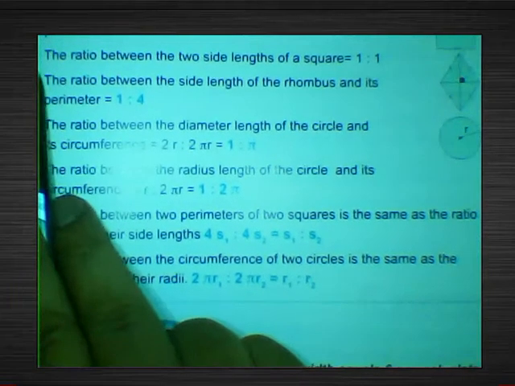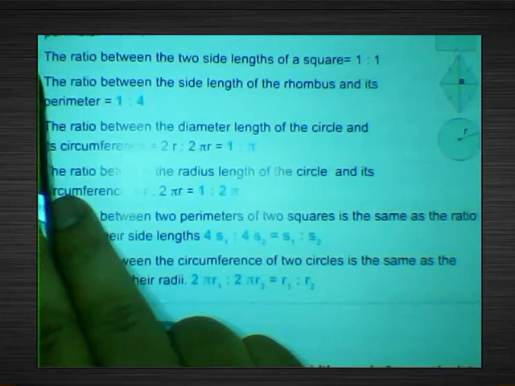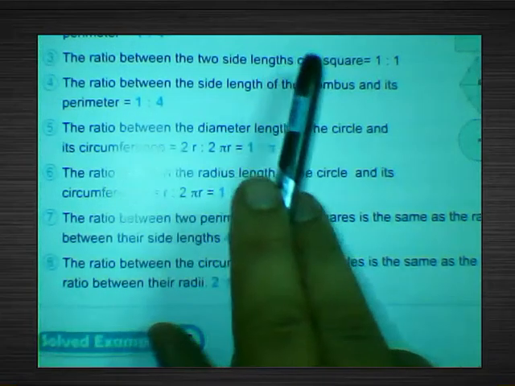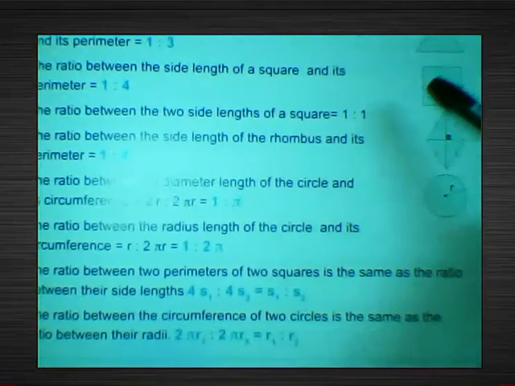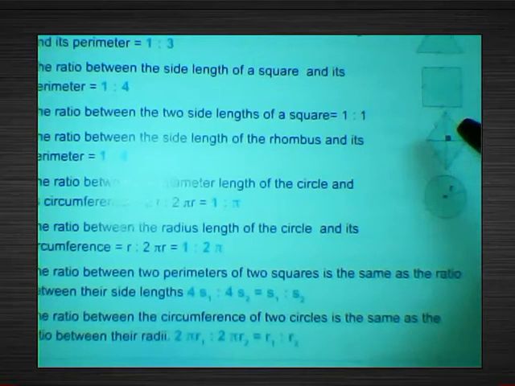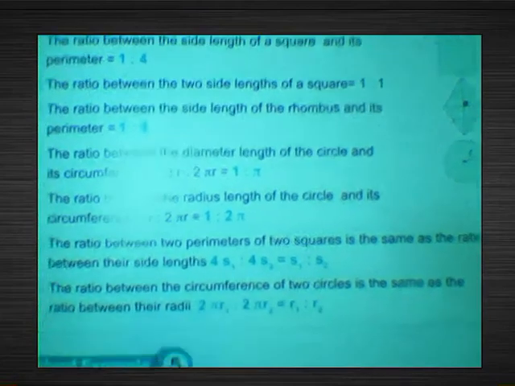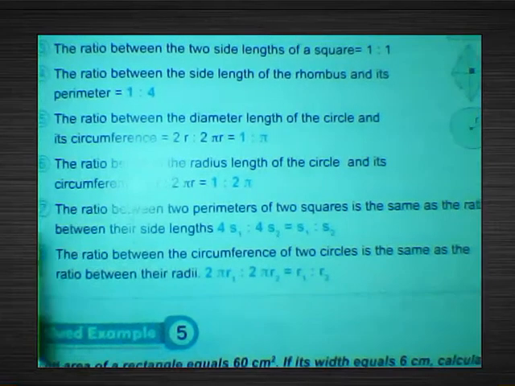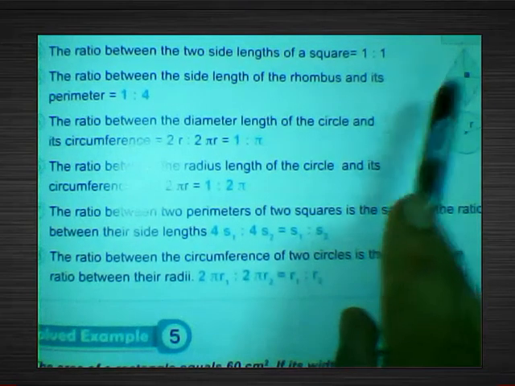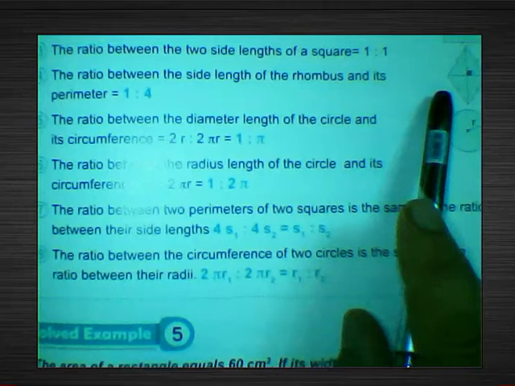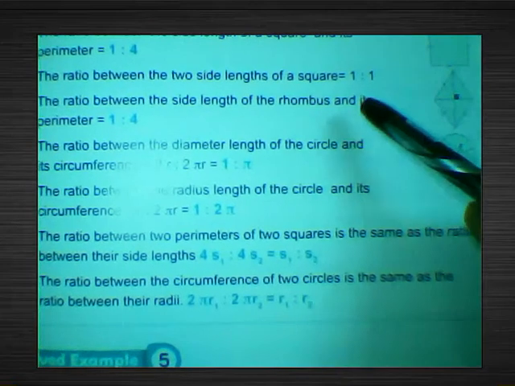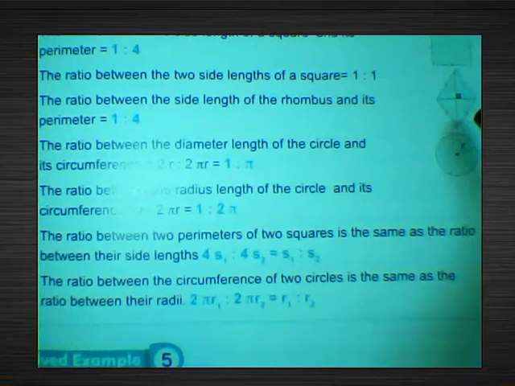Return to number 3 at this point. Look at 3. The ratio between the two side lengths of a square equals 1 to 1. Look at the square. This side equals this side. All sides are equal in length. So the ratio between two side lengths in a square equals 1 to 1. Number 4, the ratio between the side length of the rhombus and its perimeter equals 1 to 4, just like the square, because all side lengths in a rhombus are equal in length.